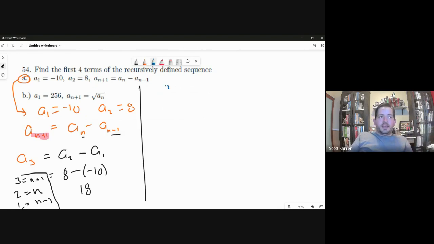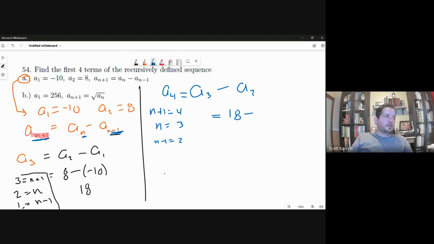The next one I want to find is a sub 4. But again, my definition is a sub n plus 1, so that tells me that n plus 1 is equal to 4, or n is equal to 3, and n minus 1 is equal to 2. So a sub 4 then is a sub n, and n is now 3, so that's a sub 3, minus a sub n minus 1, but n minus 1 is 2, so that's minus a sub 2. So this equals my third term, which was 18, minus my second term, which was 8. And so my fourth term is 10.